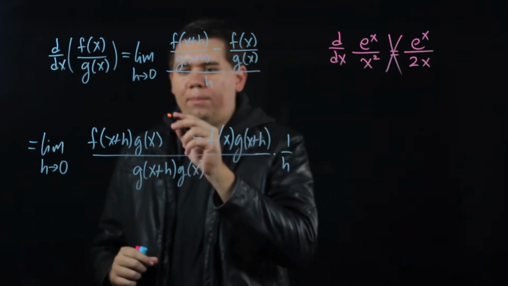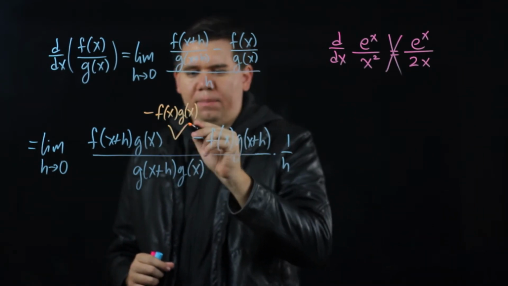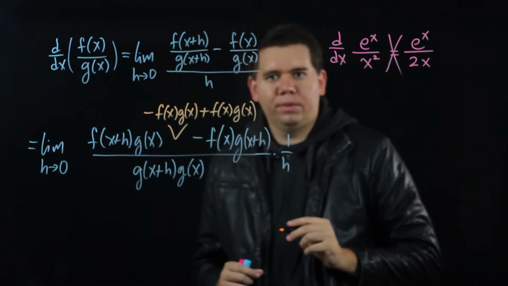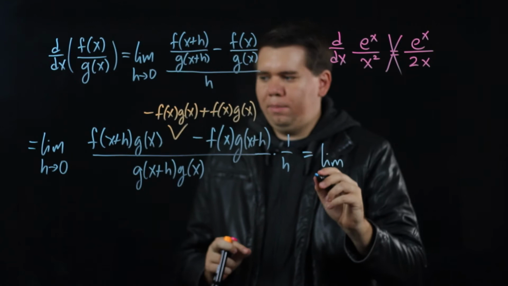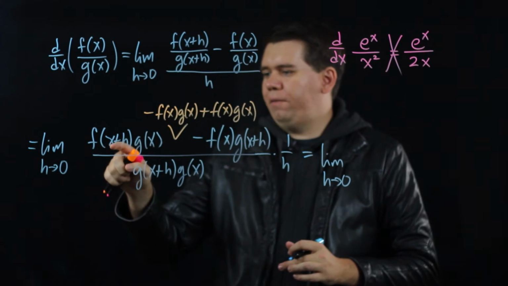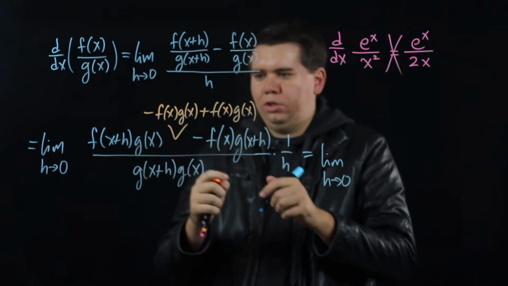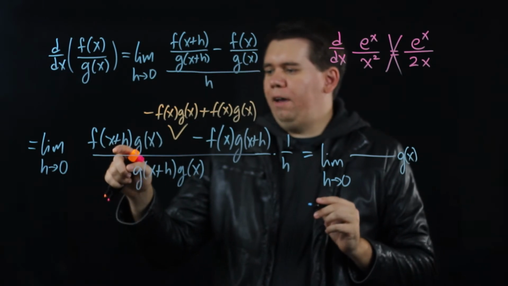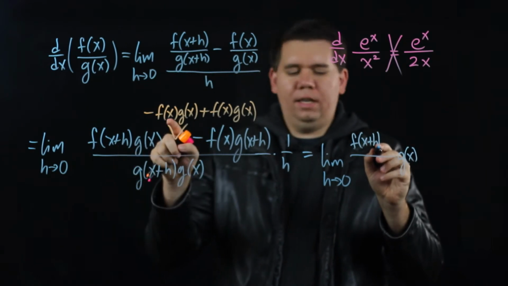Right here on top, I'm going to subtract an f of x times g of x. And then I'm going to add back in that f of x times g of x. Notice what it lets me do now. Rearranging the terms, I can write this as limit as h goes to 0. Well, for this first piece, I see that here I have an f of x plus h times g of x minus f of x times g of x. So here I'm just going to pull out a g of x. And I'm left with an f of x plus h minus an f of x.